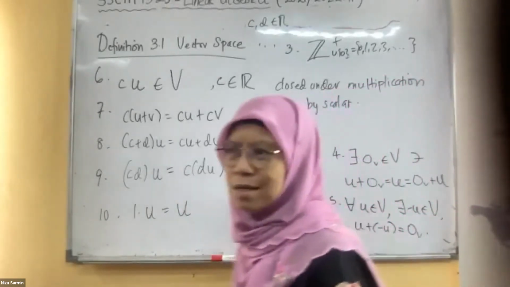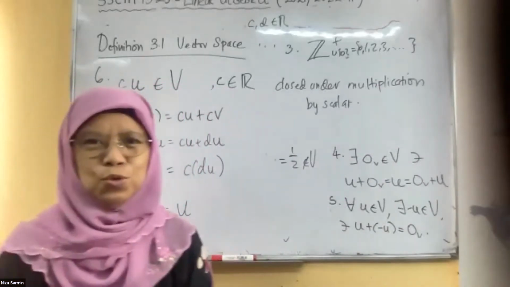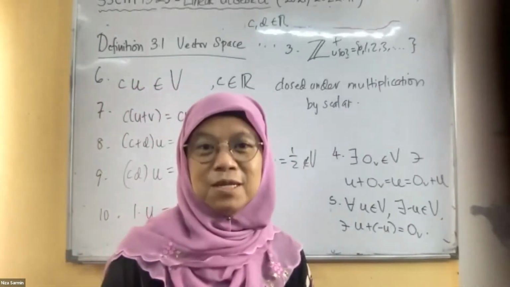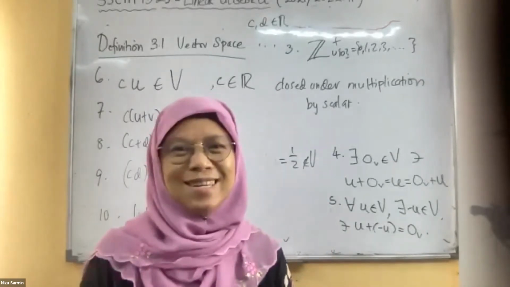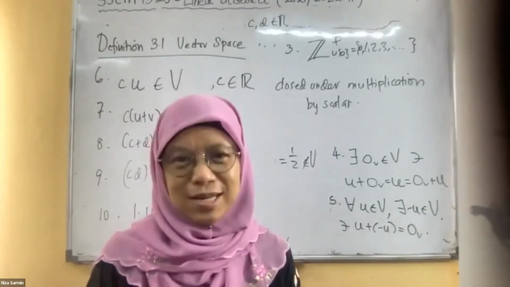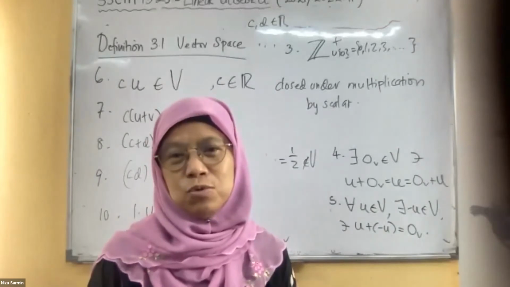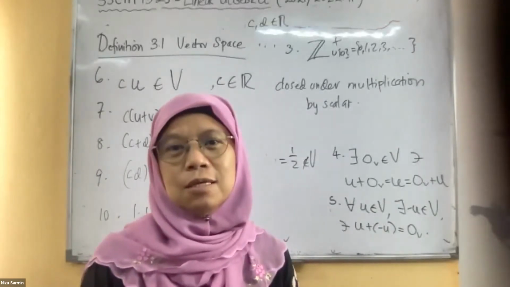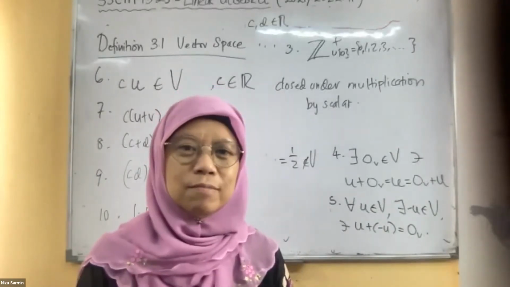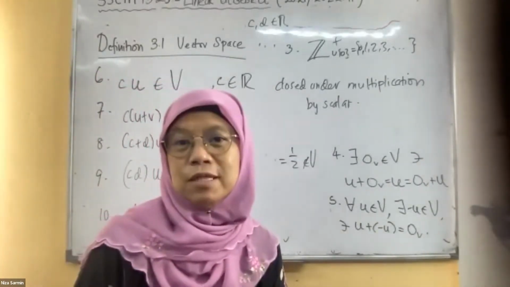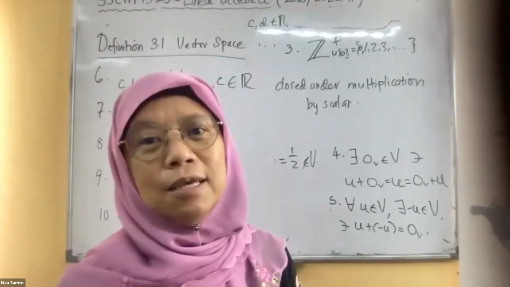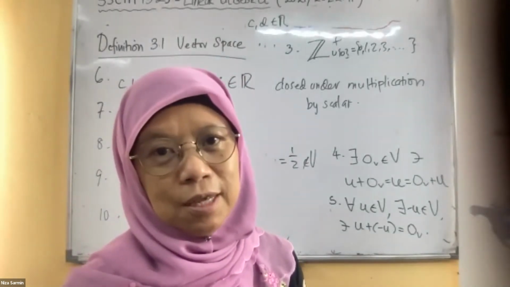You might be thinking, of course, 1 times U is U. But sometimes the operation of multiplication is also changed to not the regular one. So in that case, you have to check whether this applies or not. So I have put number 1 until number 10, the axioms. Yeah, the axioms.